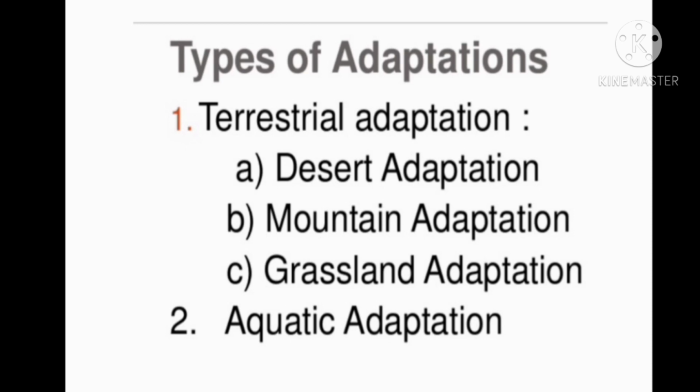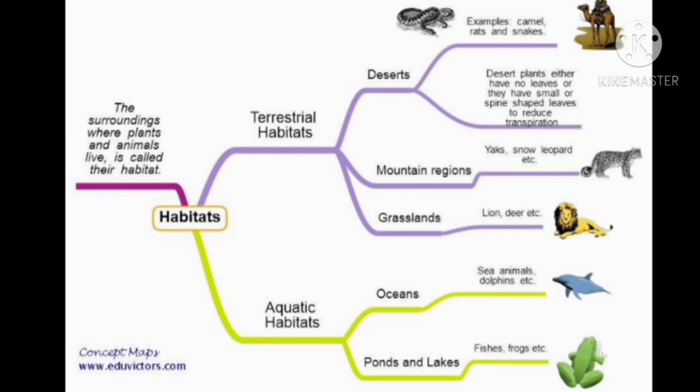Now what are the types of adaptation? Different types of adaptation are there. One is terrestrial adaptation and another is aquatic adaptation. In terrestrial, you have desert, mountain and grassland adaptation. These three types are found in terrestrial. In aquatic, we have sea, and pond, lake or river. We can divide aquatic adaptation into these two. Ponds and rivers have sweet water, and the sea has salty water, so we can separate them out. Now let us have the picturization over here.